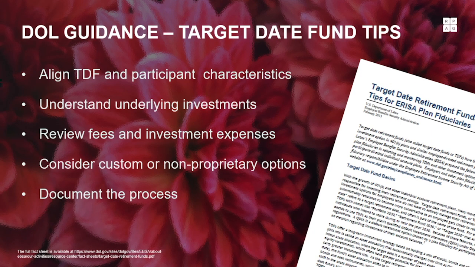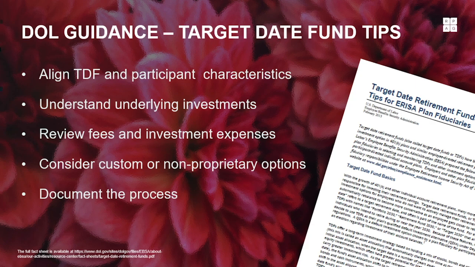So back in 2013, the Department of Labor sent out a target date fund tip sheet to help plan sponsors and fiduciaries choose target date funds for their plans. We went through the full tip sheet and wrote out some bullet points on what we found to be the areas that they stressed the most. First of which was to align the target date fund with plan participant characteristics.